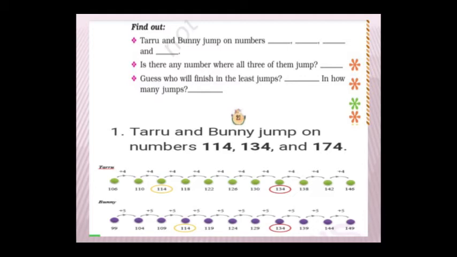You can observe Taru's jump and Bunny's jump. See, on 114, Taru also jumps and Bunny also jumps. And you can see the number 134, both Taru and Bunny jump there too. So 174, like that only. If you keep adding 4, the last number obtained is 174. So both Taru and Bunny jump on 174 also.